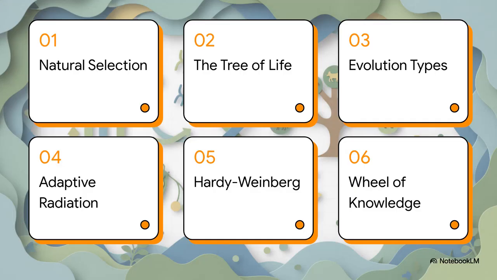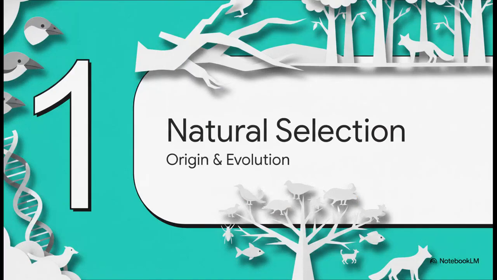Here's our roadmap for today. We're going to journey from the big, macro story of natural selection all the way down to the micro math of population genetics. Let's just dive right in. Section 1. Origin and Natural Selection.